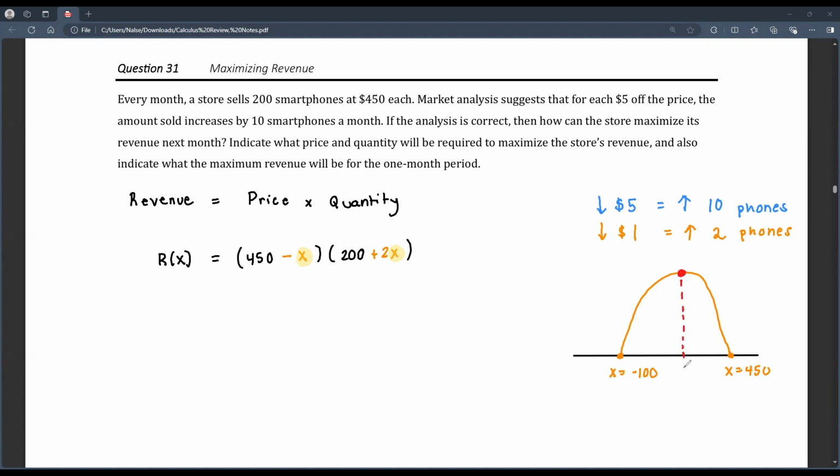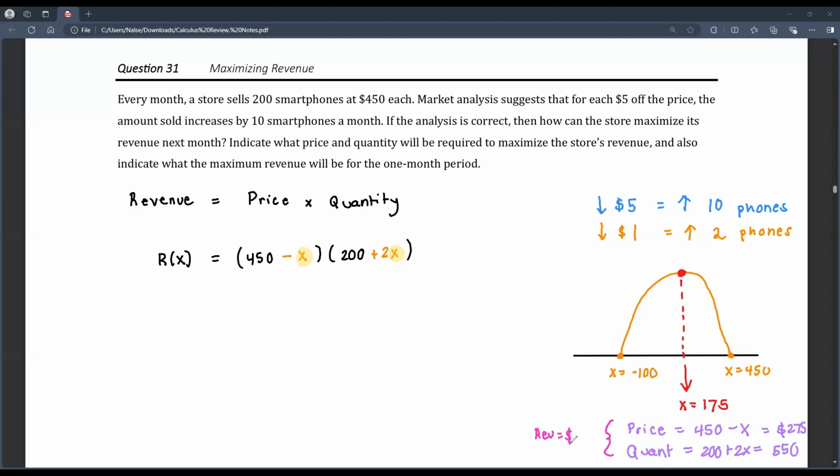That x value is 175, and this number can be used to find the price and quantity that yields the greatest revenue. To maximize revenue, the store should set the unit price at $275 so that it can sell 550 units in return. The maximum revenue can be found by multiplying the new price and quantity.